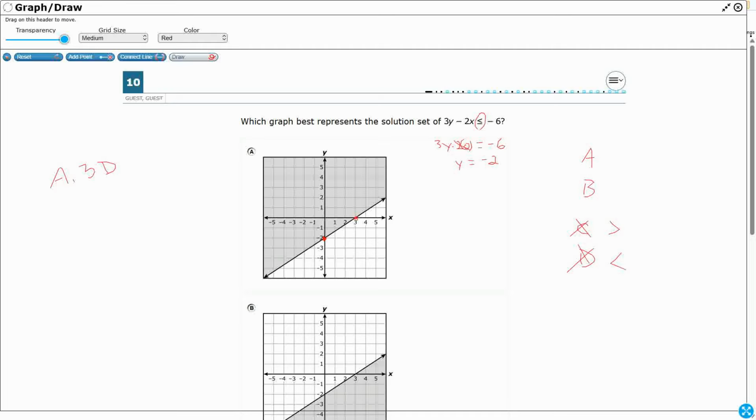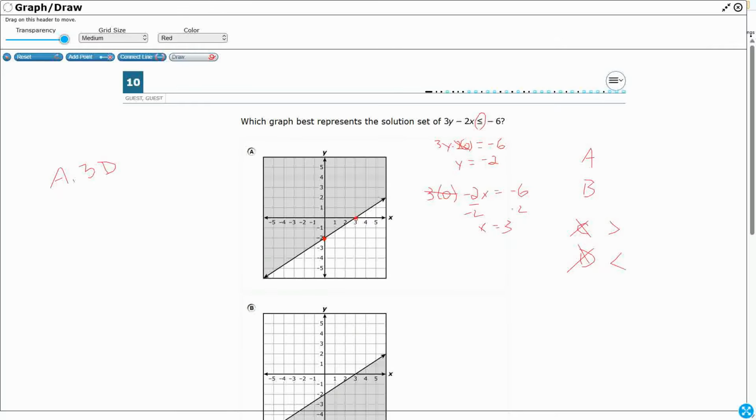We do the same thing. 3 times 0 minus 2x equals negative 6. That goes away. So we divide by negative 2, and you get x equals positive 3. So when y is 0, x is 3. So that's where we get those 2 points from. Our question is, are we shading above the line, or are we shading below the line?